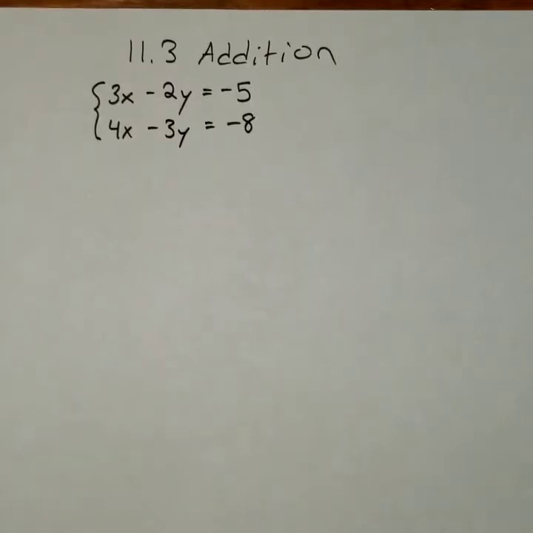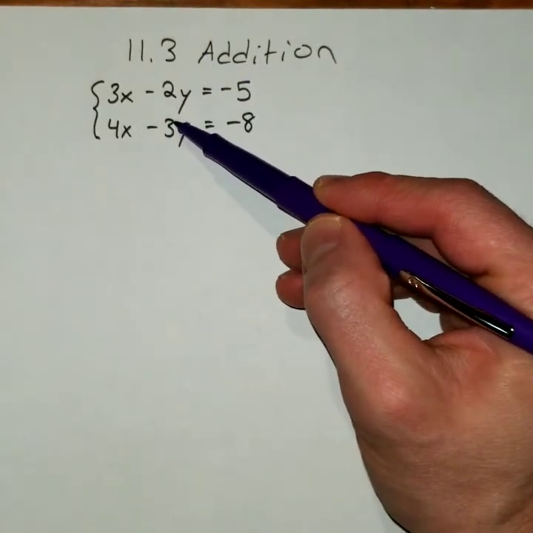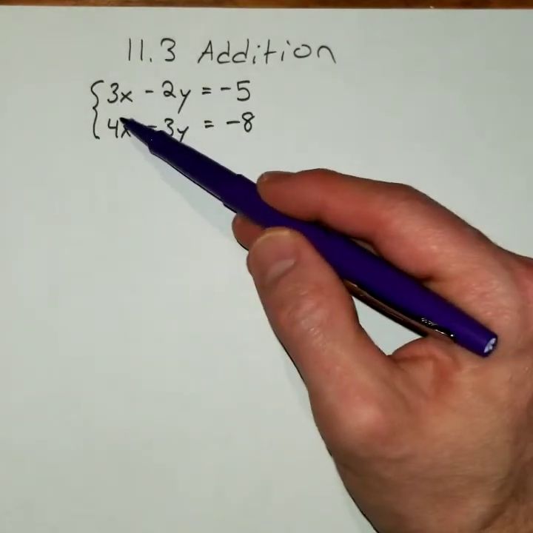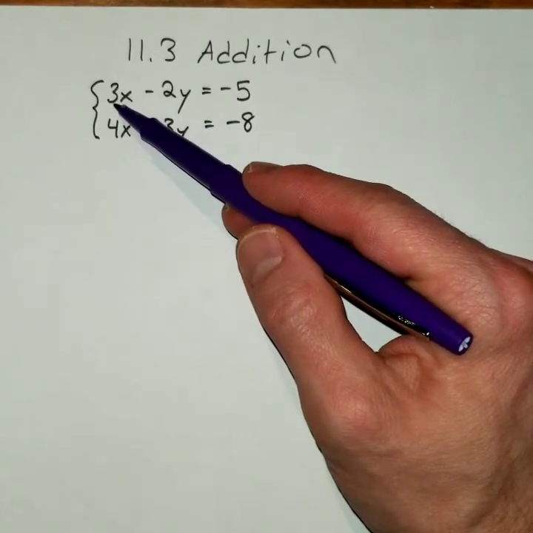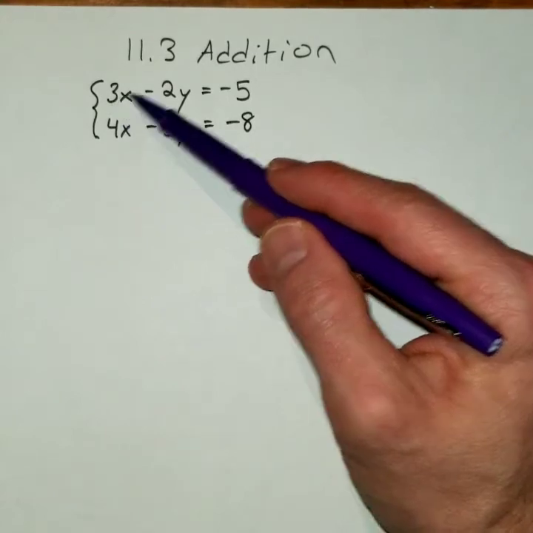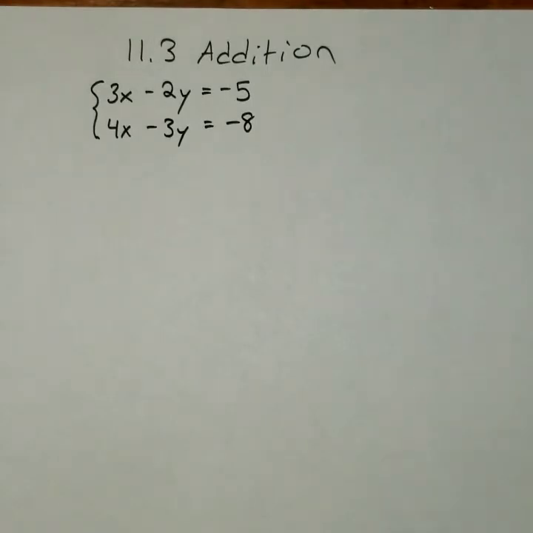Alright, for this next example we have a situation where we cannot just multiply one equation by a nice number to get variables to drop out. Remember, for the addition method our goal is to get coefficients on the same variable that are opposites of each other. If you look at the x's and the y's, I can't very easily turn a 3 into a 4 or a 4 into a 3 by multiplication. Same with the 2 and the 3 and the 3 and the 2. There's not really a nice way to do that.